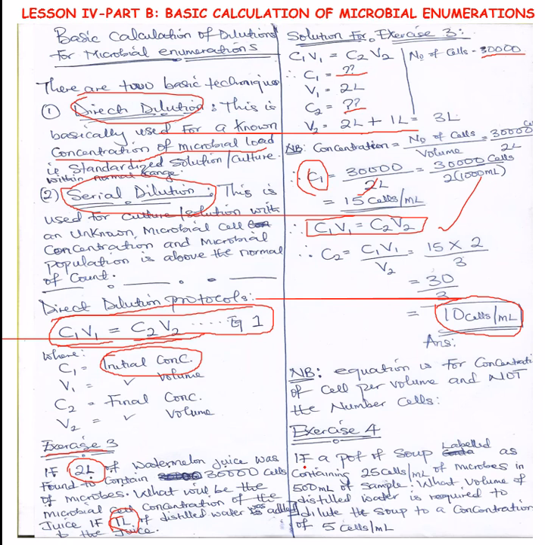Let's take another example that will give us another insight on how to approach this dilution process in microbial analysis. It says, if a pot of soup labeled as containing 25 cells per ml of microbes in 50 ml of sample, what volume of distilled water is required to dilute the soup to a concentration of 5 cells per ml? This is a very tricky question, but very simple. If you are able to apply logic, you will get over it as simple as that.